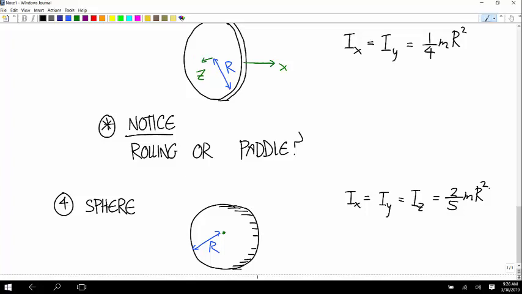Yeah, so if they had the same mass and the same radius, the same moment applied to both of them would get the sphere moving faster. Yep.